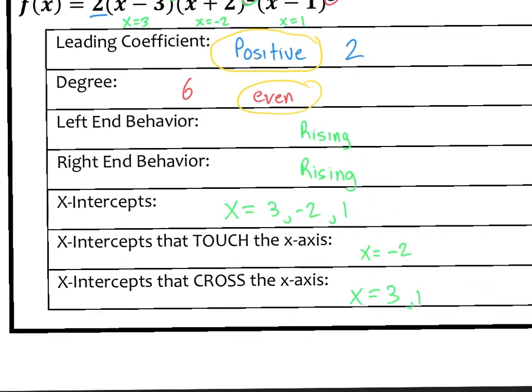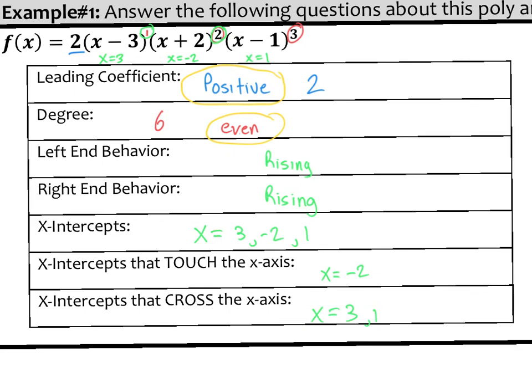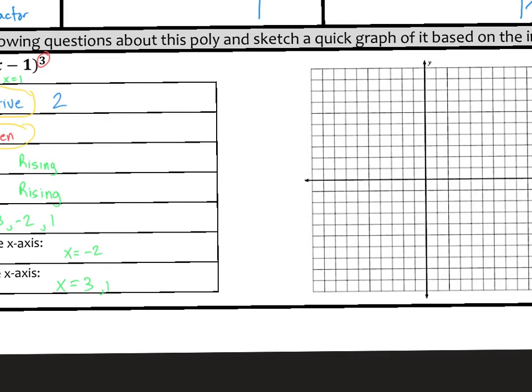Okay, let's go ahead and plot, oh, where's my graph? There it is, sorry. Okay, let's go ahead and plot those on the graph paper. I'm going to start out with my zeros: negative 2, 1, and 3. So we know we're going to touch at negative 2, cross at 1, cross at 3, and our end behavior is going to be rising, rising.